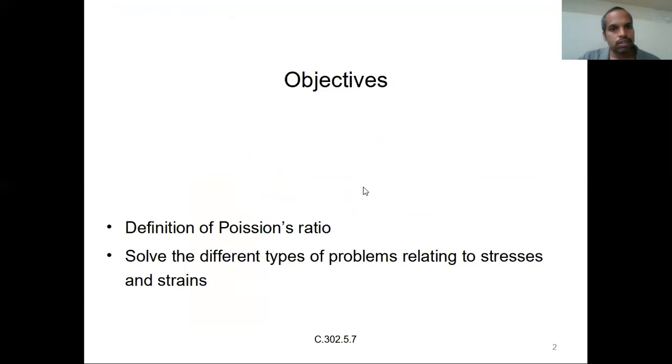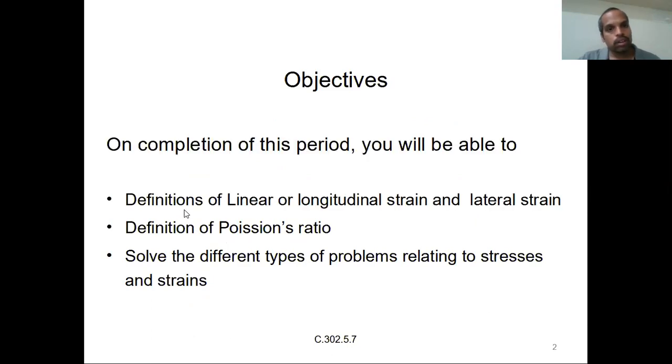By the end of this class, you will be able to understand and define Poisson's ratio, and solve the different types of problems relating to stress and strains. Of course, we need to discuss one more point, the definitions of linear or longitudinal strain and lateral strain. Linear and longitudinal strain are one and the same. Either linear or longitudinal strain means strain along the loading axis of the member. So along the direction of the load is nothing but linear strain.